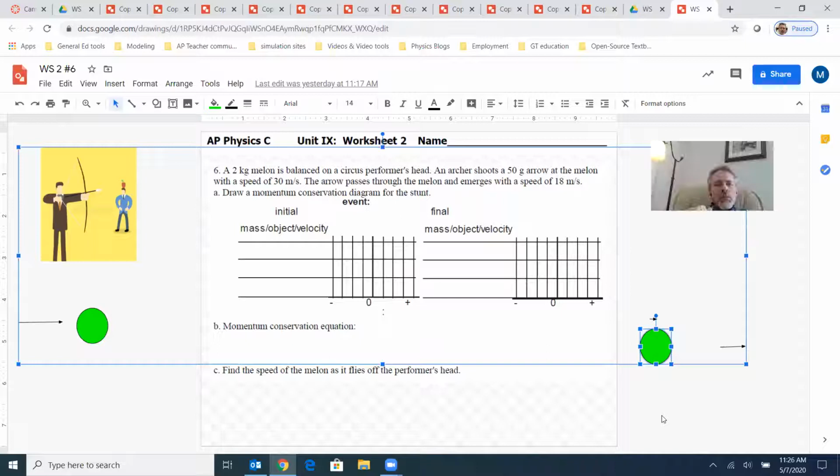Okay, what would it mean if it was perfectly inelastic? The arrow stayed in the melon as it just went off the guy's head. Yeah, they have to get stuck together, right? So if the arrow got stuck inside the melon, then it would be perfectly inelastic.